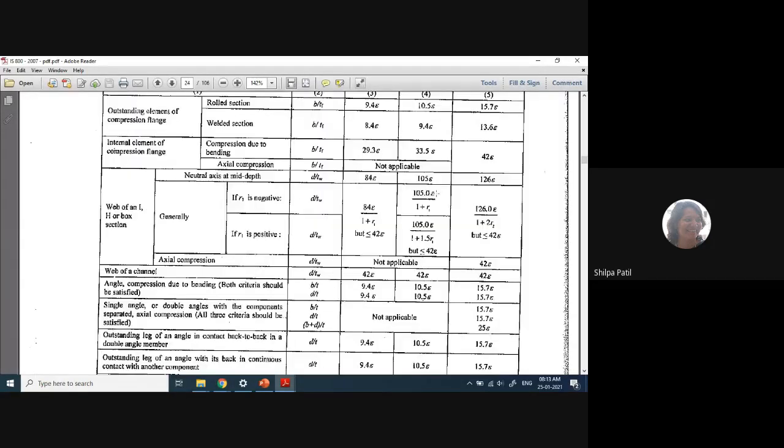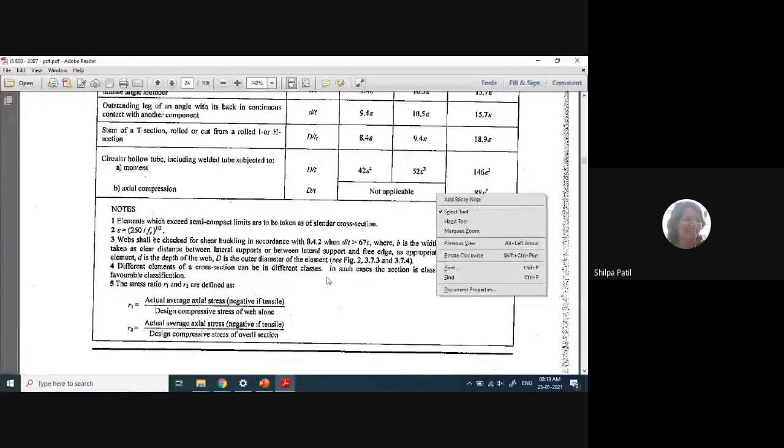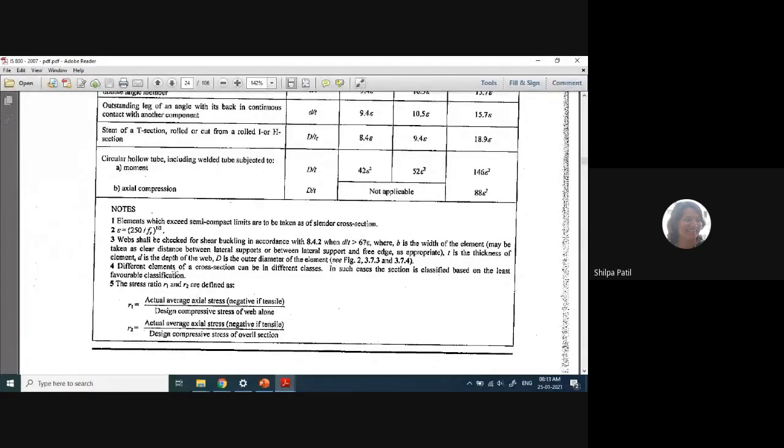Weakest one means what? The same is written here. Point number 4 in a note: different elements of a cross section can be in different classes. In such cases, the section is classified based on the least favorable classification. Now, as we have considered one example, in the case of a given I section, if a flange is plastic and web is semi-compact, the overall class of the section will be semi-compact, because for a given I section, web is weak as compared to the flange.